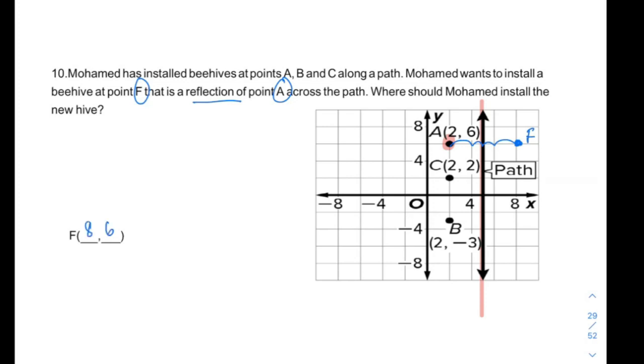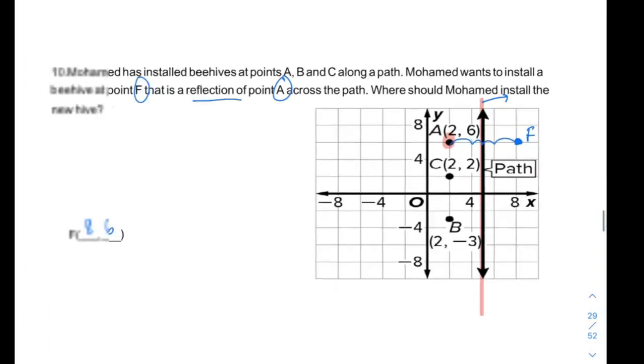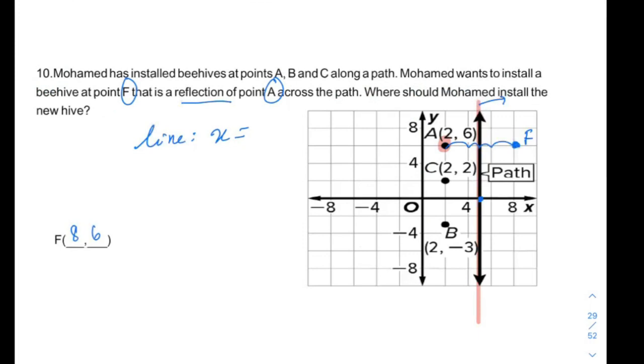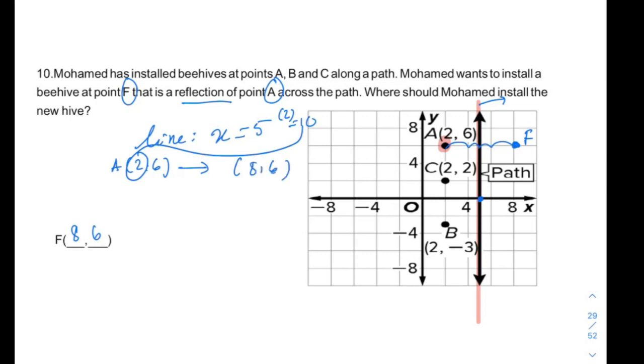This is one of the ways. You can find it this way, (8, 6), counting from here and there. The other way is to find the equation of the line of reflection. The line of reflection has an equation x equals 5, as you see. It's the midpoint between 4 and 6, so it's x equals 5. And if you want to reflect A, which is (2, 6), along that line, just multiply the 5 by 2, which is 10. 10 minus 2 is 8, keeping the y the same. So we are reaching the same conclusion. You have two approaches to do that. Both of them are correct.